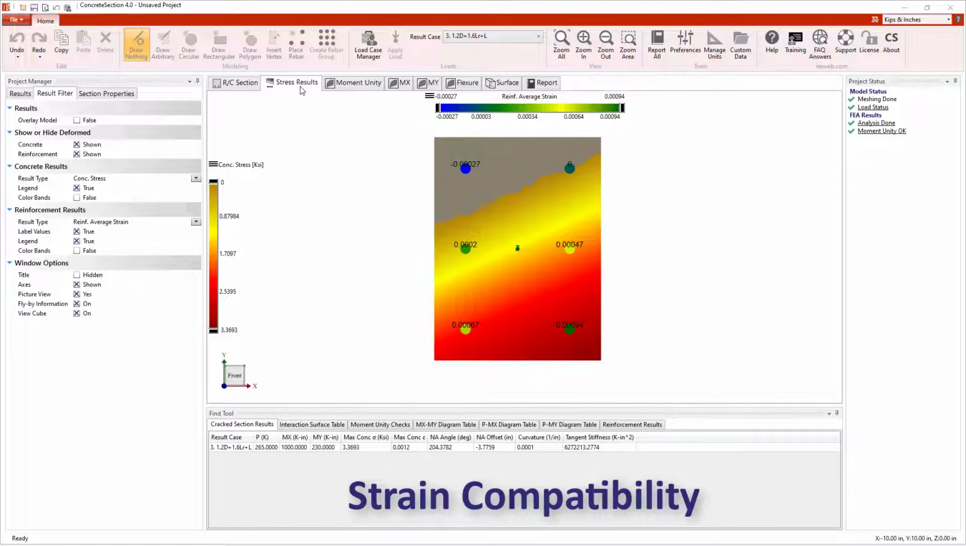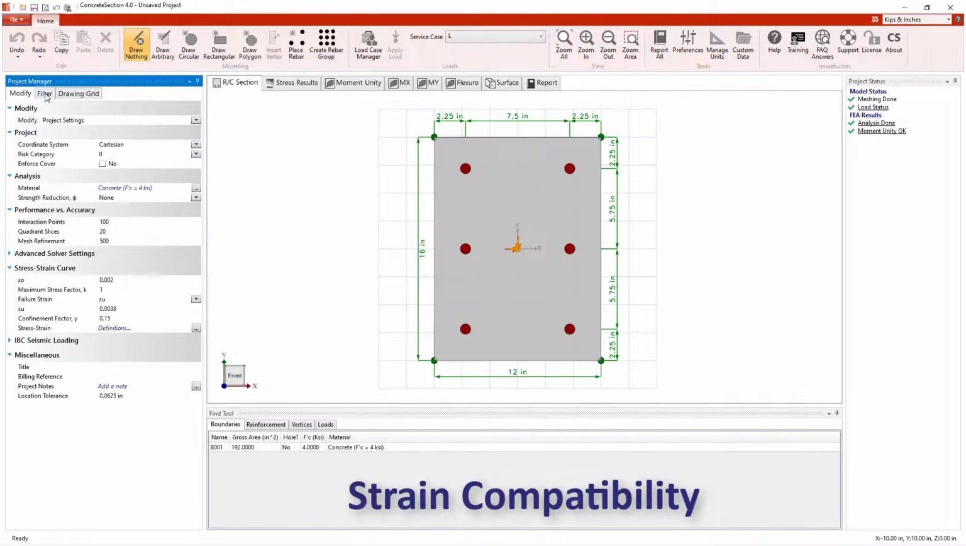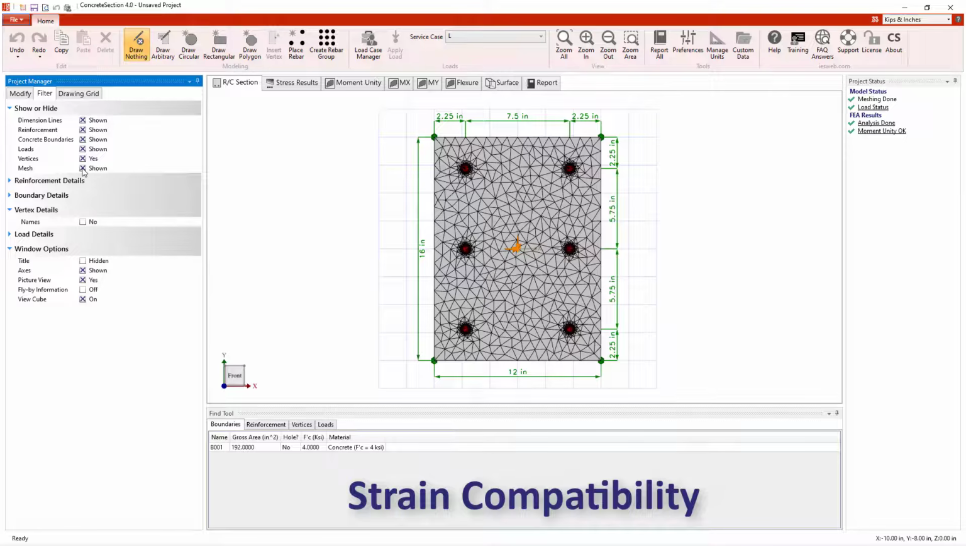Strain compatibility. The assumption that plane sections remain plane means that the cross-section does not warp during bending. This results in a linear strain distribution throughout the section depth. Additionally, strain compatibility assumes a full bond between the steel and the concrete so that both materials share the same strain at their interface. ConcreteSection divides the cross-section into a triangular mesh and computes the strain in every node using these fundamental assumptions.